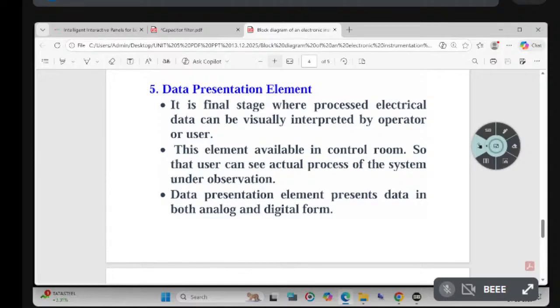So this is the topic we need to cover. We should explain the block diagram of electronic instrumentation. We need to write the five blocks.